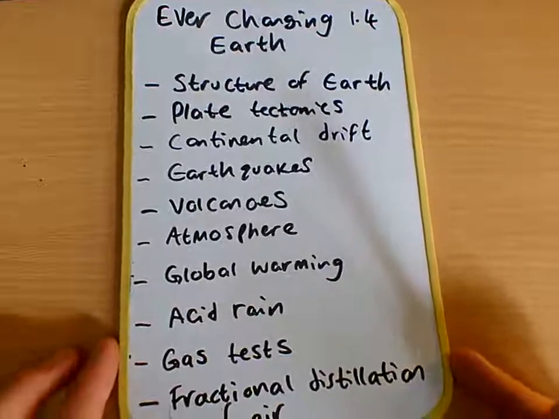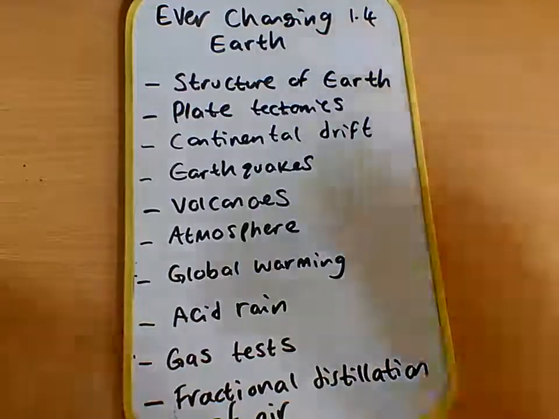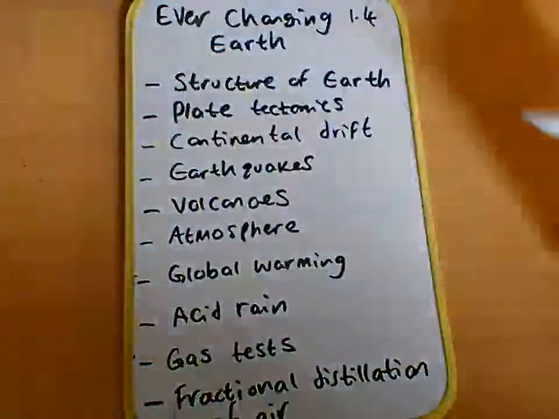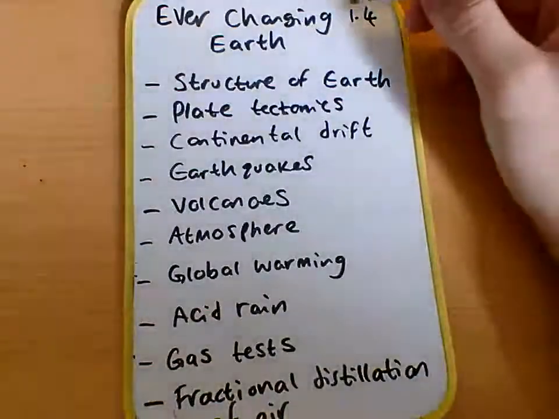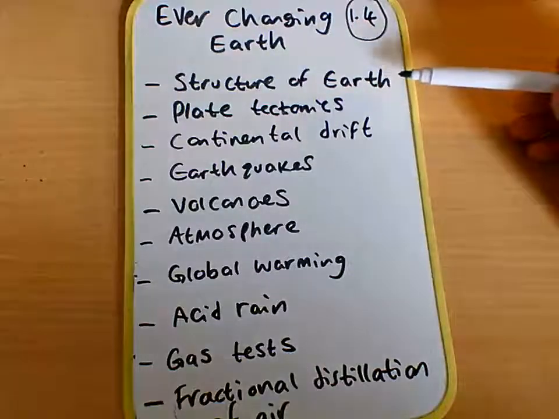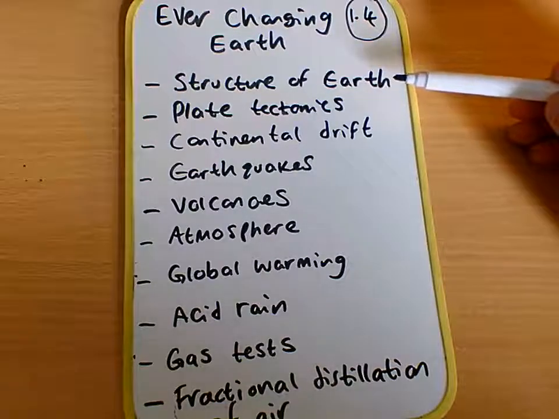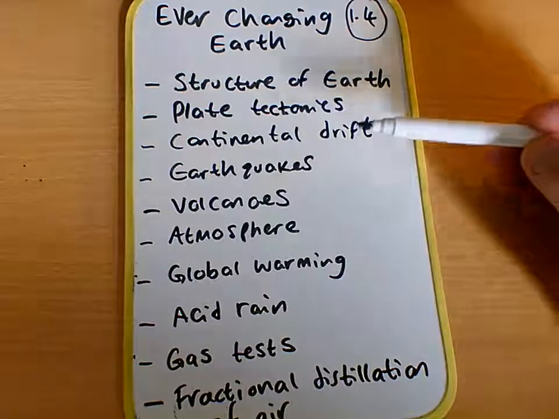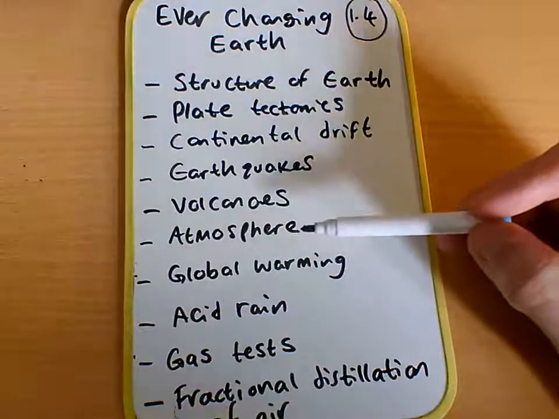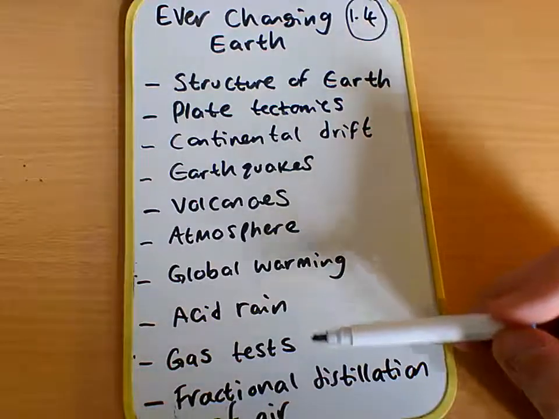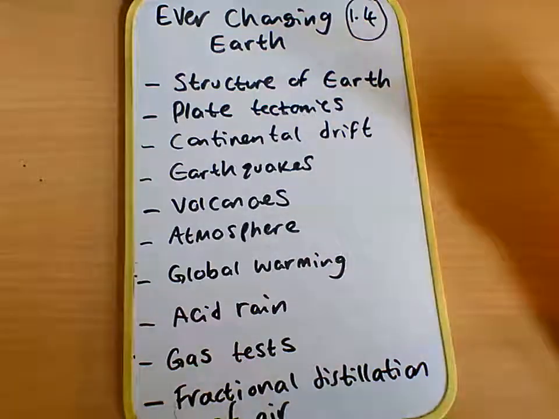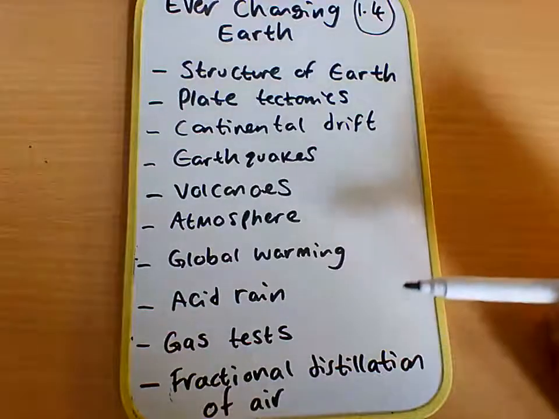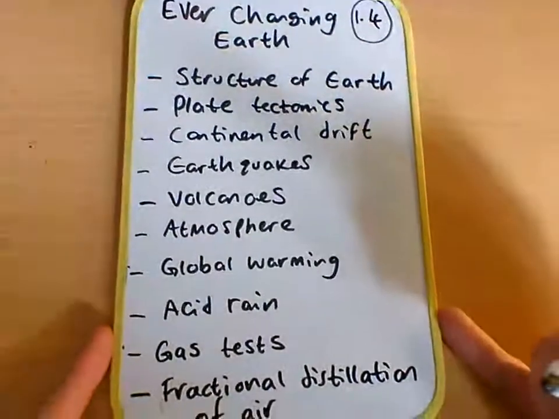Okay, hello, year 9. So this first topic in GCSE chemistry is called Ever-Changing Earth, Unit 1.4. And it looks at the following: structure of the Earth, plate tectonics, continental drift, earthquakes, volcanoes, the atmosphere, global warming, acid rain, testing for gases, and fractional distillation of Earth. So I'll do a short video on each aspect.